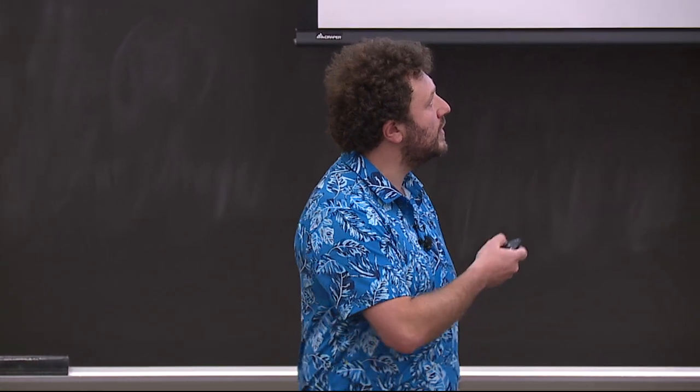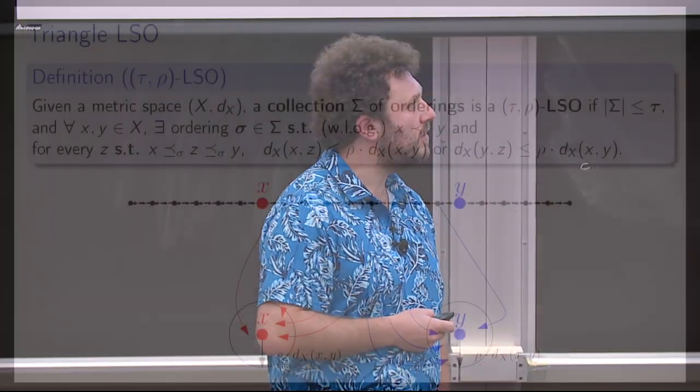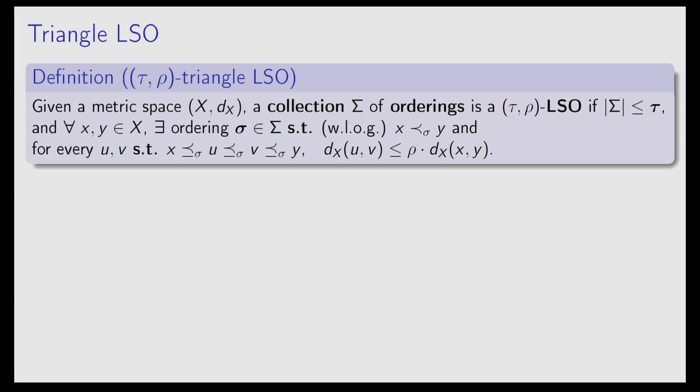We saw this definition of LSO, which was great for Euclidean metrics and for doubling metrics. However, if we consider some other metric spaces, for example, general metric spaces or even trees, then it seems quite useless. This rho is supposed to be small, but even for a star, you already cannot do anything. So we came up with some generalizations of this definition of LSO to other metric spaces. The first generalization is triangle LSOs.